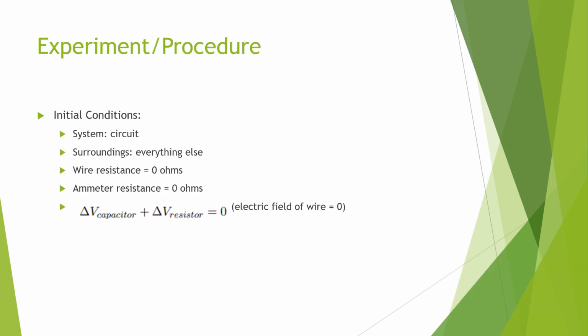The initial conditions we use in this experiment: we define the system as the circuit and the surroundings as everything around the circuit. Wire resistance and ammeter resistance, assume those to be negligible, and the change in voltage of the capacitor plus the change in voltage of the resistor equals 0 when we assume the electric field of the wire is equal to 0.